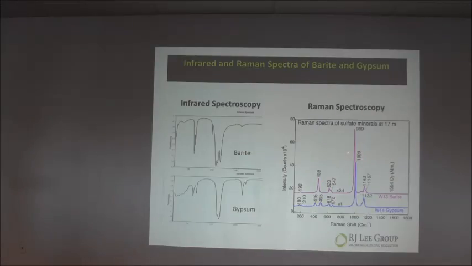Here's the associated Raman spectra. You can see barite on the top here, gypsum on the bottom. You can see how narrow these bands are. So it's much easier to resolve a complex mixture with Raman than it is with infrared, and it can be quite useful for looking at scales.